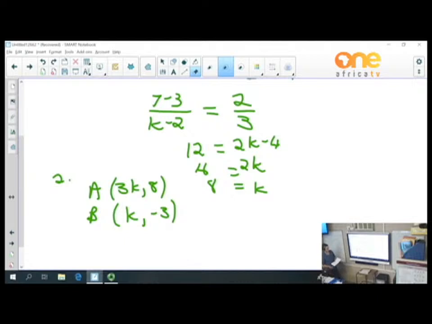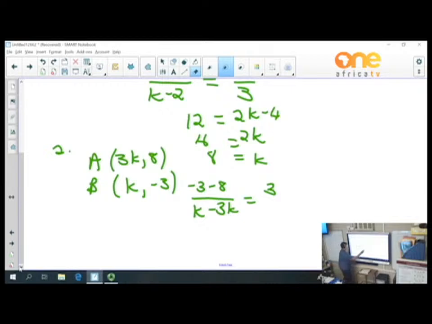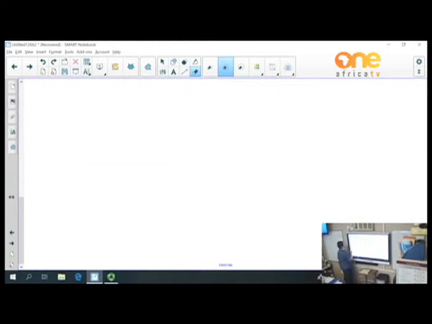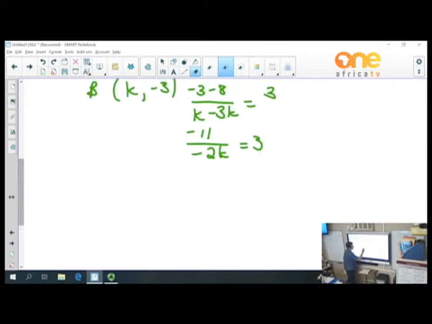So we're going to do exactly the same. I use my gradient formula, which will be negative 3 minus 8 over k minus 3k, which is equal to 3. Can you see? Okay, so this one will be negative 11 over negative 2k is equal to 3. Then negative 11 is equal to negative 6k, and this makes k equal to 1 and 5 over 6.